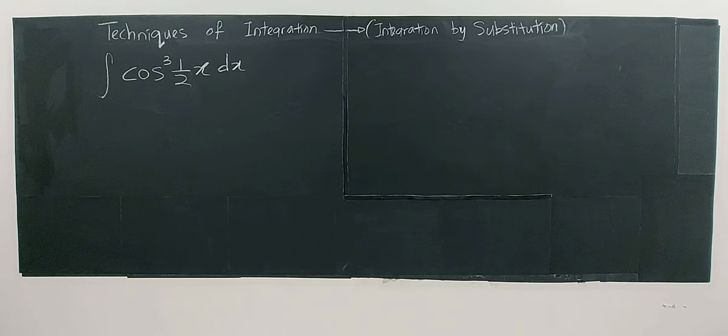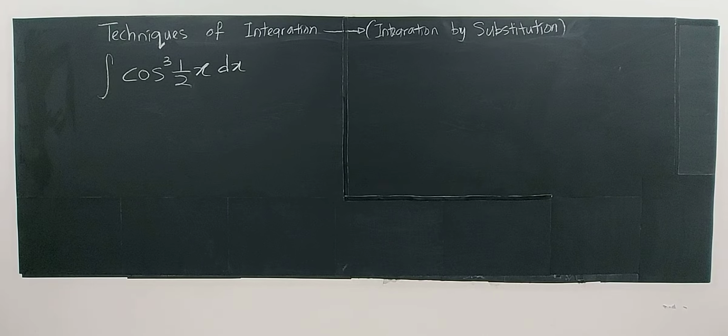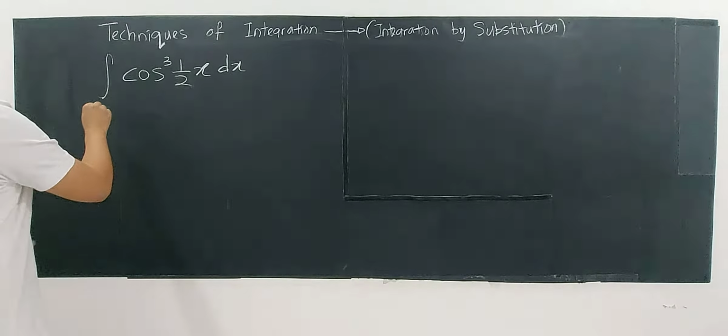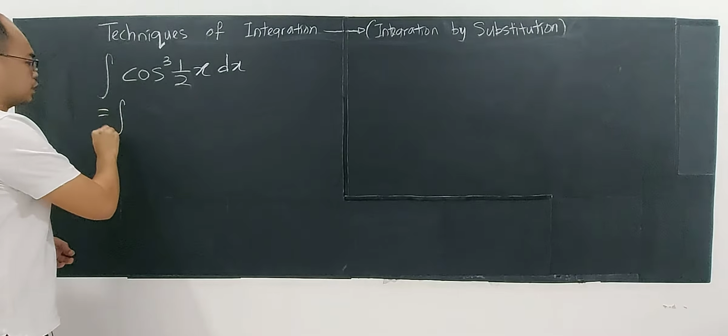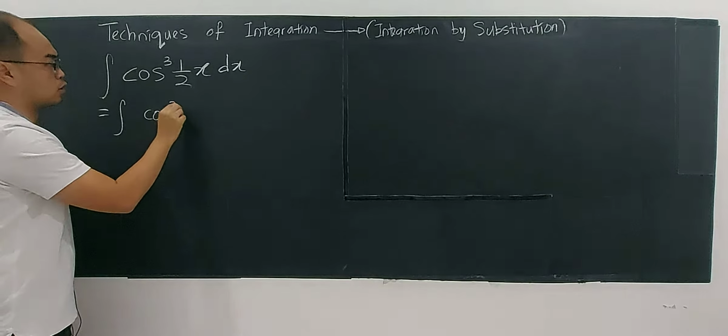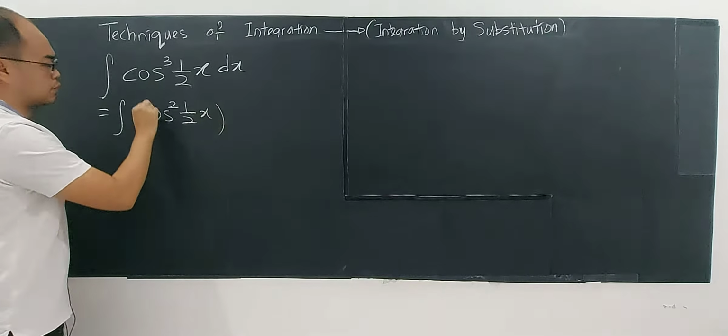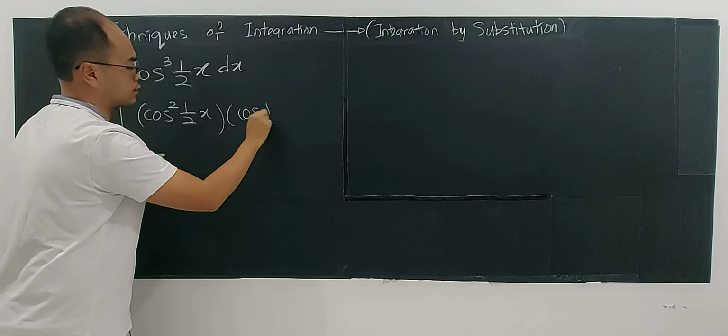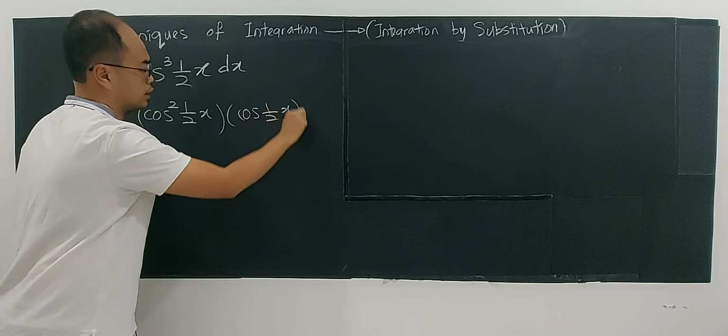This is a cos cube and just now was sine cube. They apply the same technique. This is the preferred technique that I teach you. As you see a cos cube, you can split this into cos square half x and cos half x, because multiplying these, you get power of 3. This is odd power, so I see that there is a cos half x here.